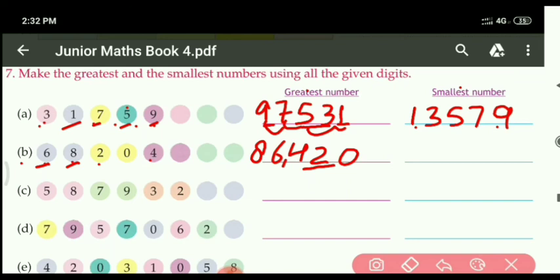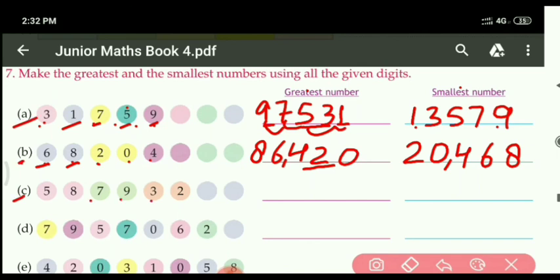And then what will the smallest number be? Always remember, when we are finding the smallest number, start with the smallest digit. But here you can see 0 is coming, so we have to write 0 in the next place. After 0, the smallest is 2, always write in second place. Then after that comes 4, after 4 is 6, and after 6 is 8. So it is coming 20,468.